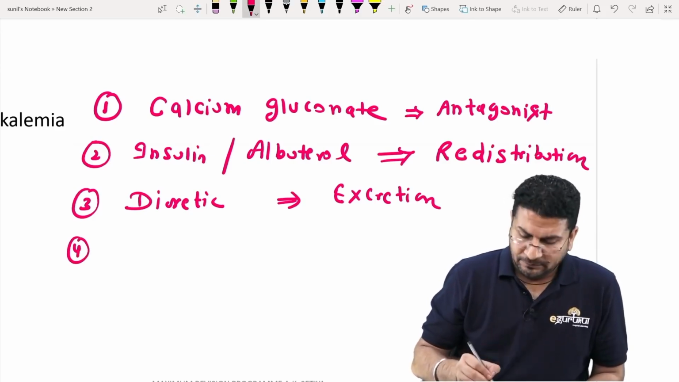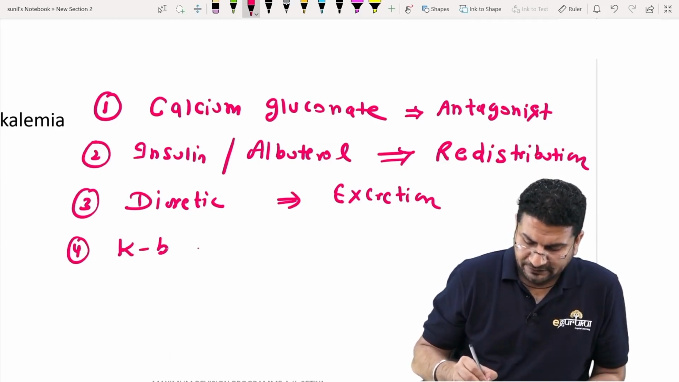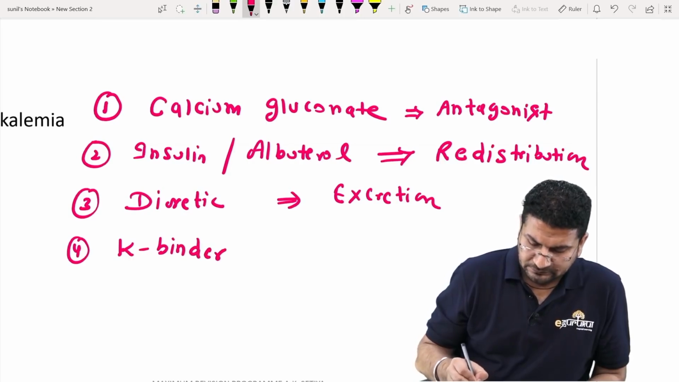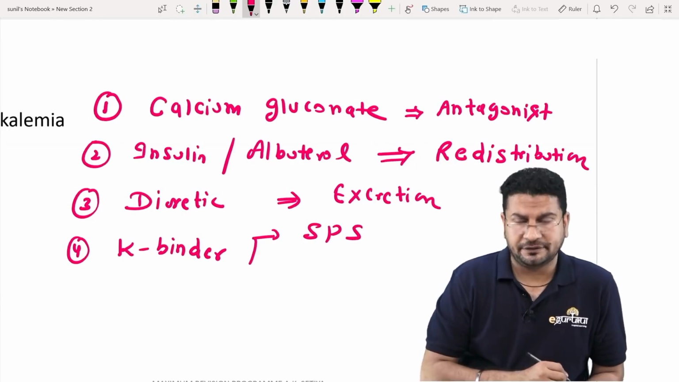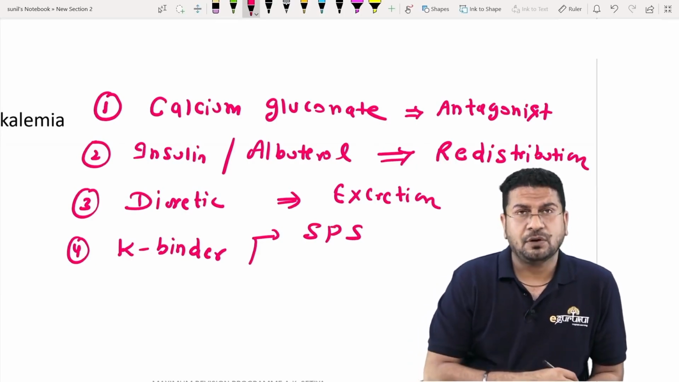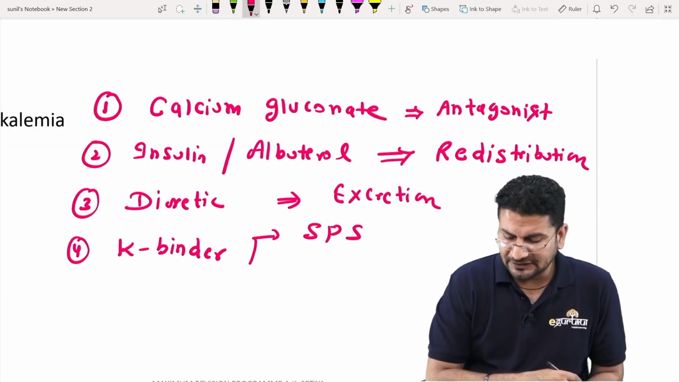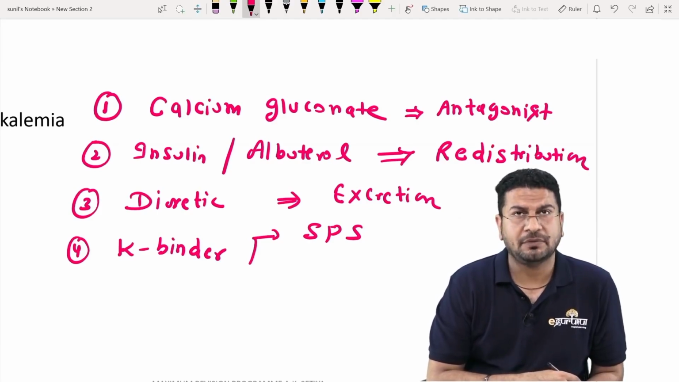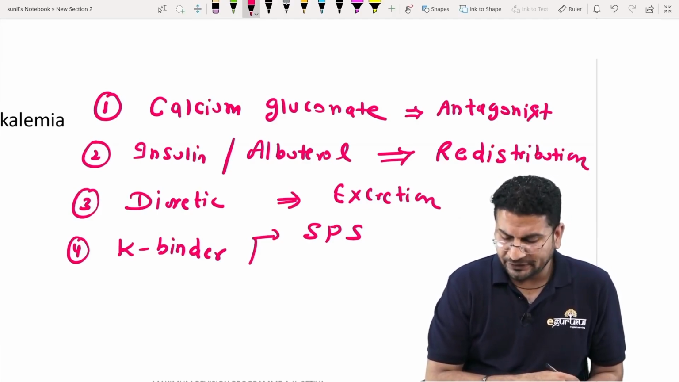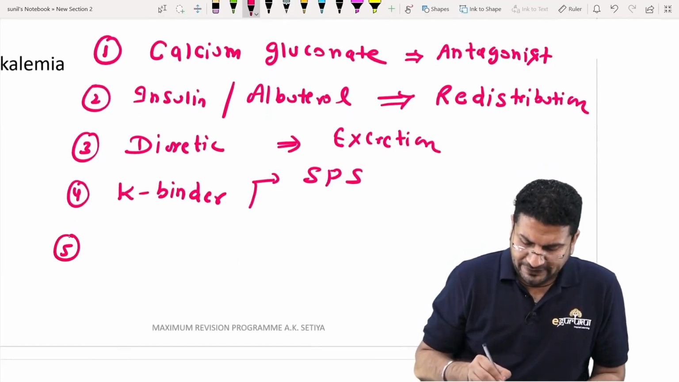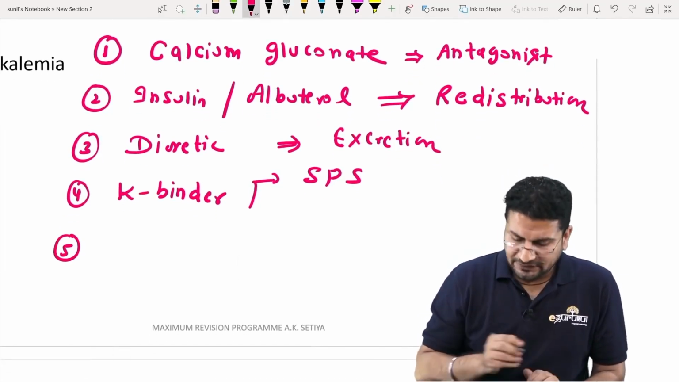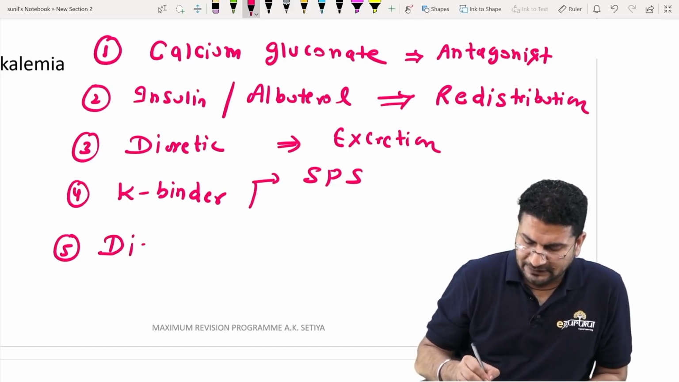What else we can do? I can give K binders, potassium binders. Remember two names, that is SPS, sodium polystyrene sulfonate. This is one of the K binders that we use, a common K binder, sodium polystyrene sulfonate. What else can I use? If everything fails, then I can recommend the patient dialysis.